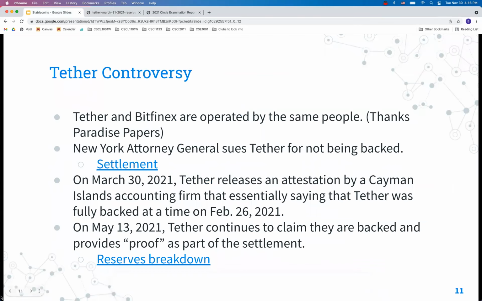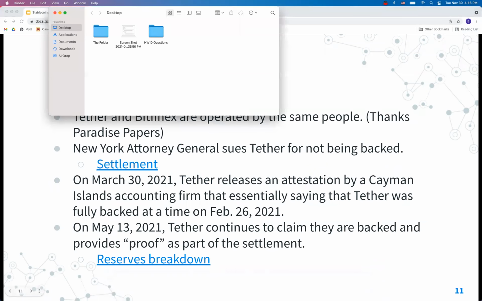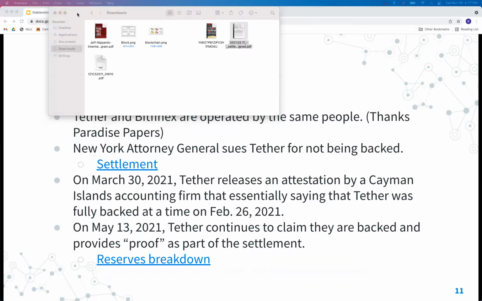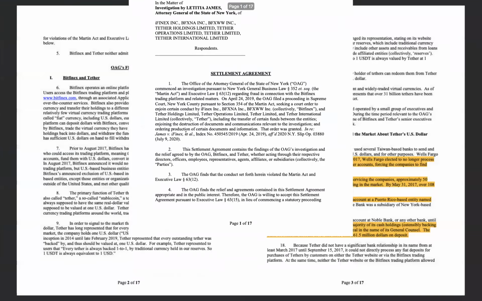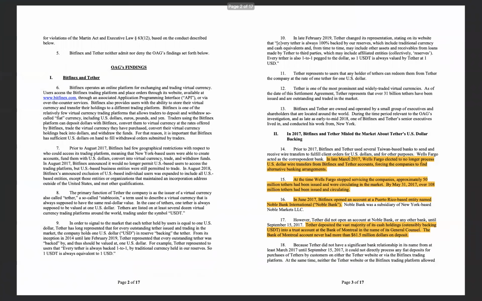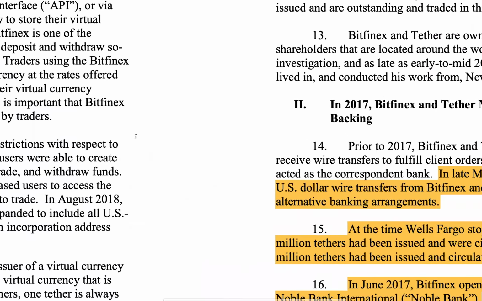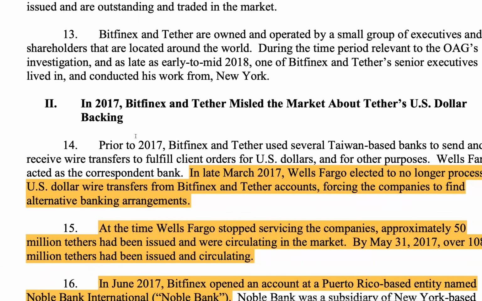And so I went into the settlement, where is it? Here we go. Opened on the wrong screen. Okay. So this is a settlement. I went through and highlighted some key points. First, in March 2017, they lost their banking, basically. You guys can't really see that. Let me see if I can zoom in. There we go. So first, they lost their banking.